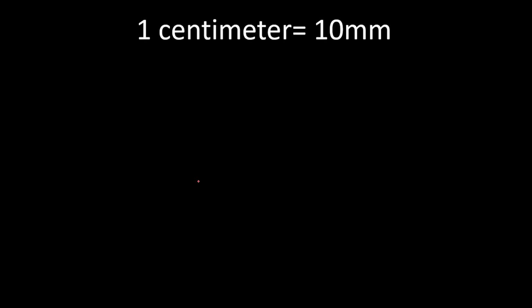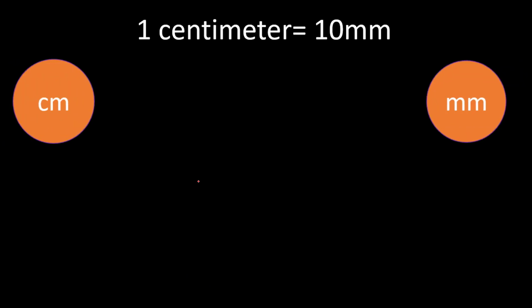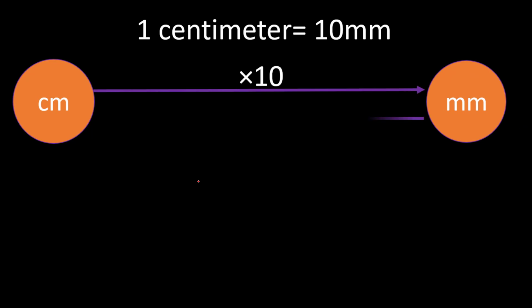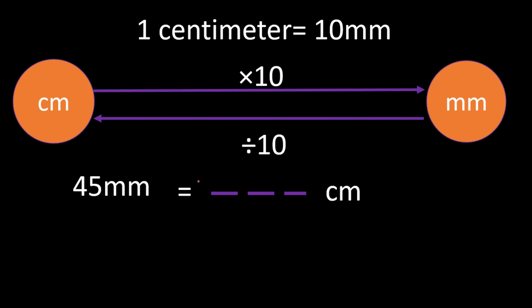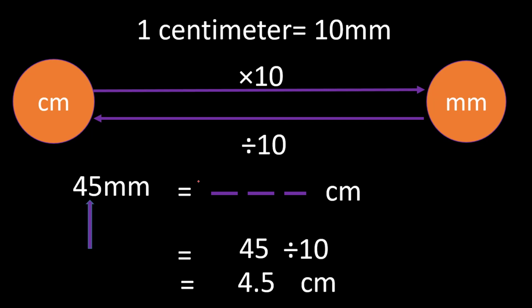1 centimeter equals 10 millimeter. From centimeter to millimeter, multiplying by 10, and we can divide by 10 to convert between millimeter and centimeter. 45 millimeter equals what? Centimeter. We can here divide by 10. So it will be 45 divided by 10 equals what? Just we have here a whole number. Just insert the decimal point between 4 and 5 after 1 digit from the right. So it will be 4.5 centimeter.